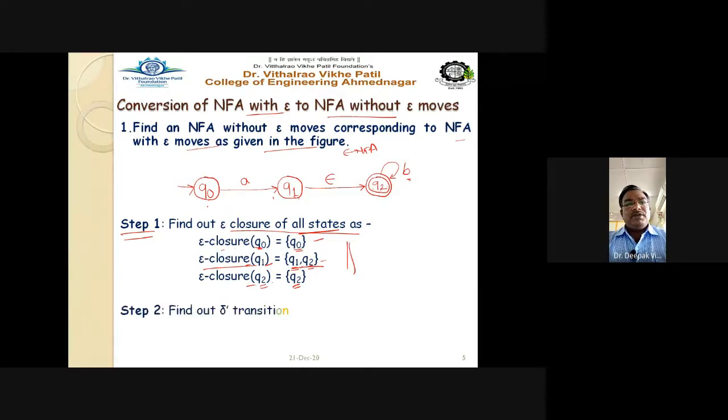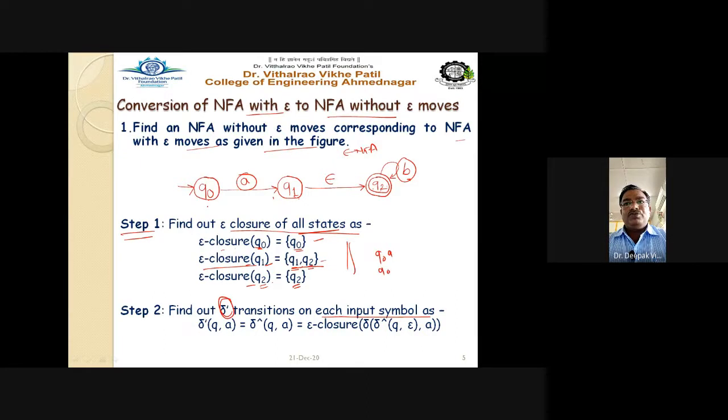Now go to the second step: find the delta dash transitions on each input symbol. There are input symbols a and b. So we have to find delta dash for Q0 a, Q0 b, then Q1 a, Q1 b, then Q2 a and Q2 b. So all these six transitions we have to find out.